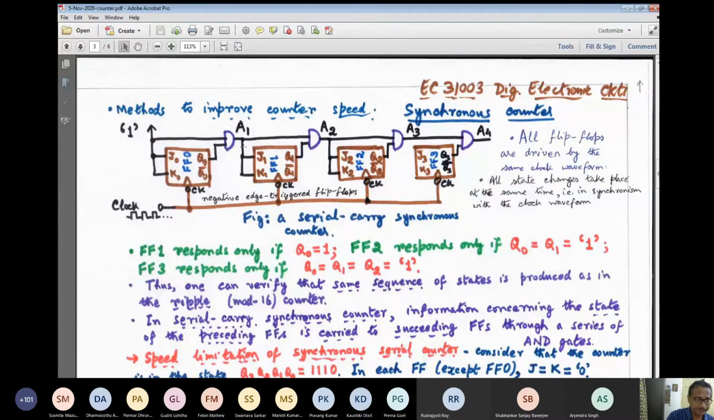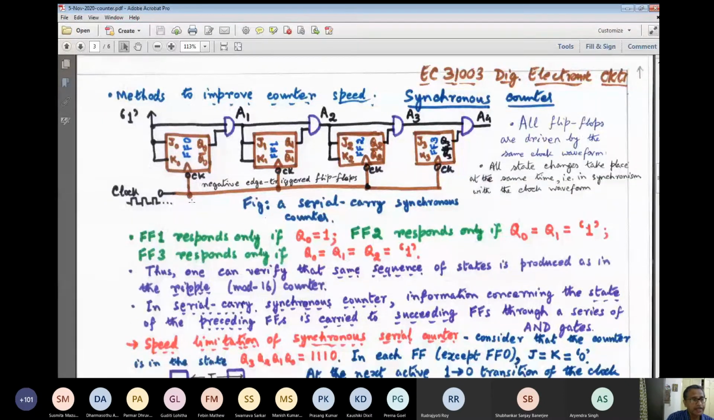Let me find out. First of all, the name of the counter is serial carry synchronous counter. Why is it so? We'll answer this also. See that FF1 will respond if Q0 equals 1. The way it is connected, Q0 goes via an AND gate to the inputs of FF1, and then via another AND gate to the JK of FF2, so via a series of AND gates. From FF0 to FF3, I encounter 3 AND gates, in general n minus 1 AND gates.